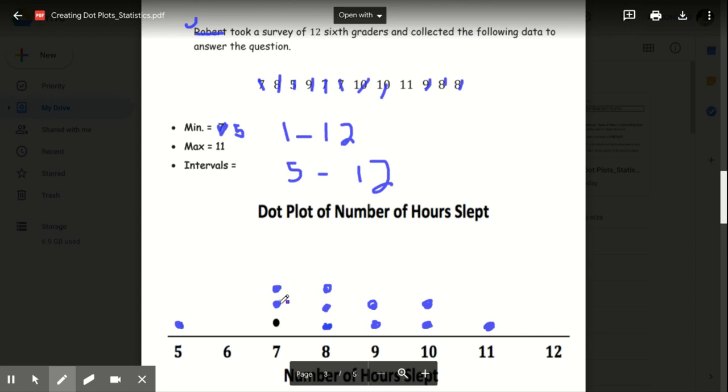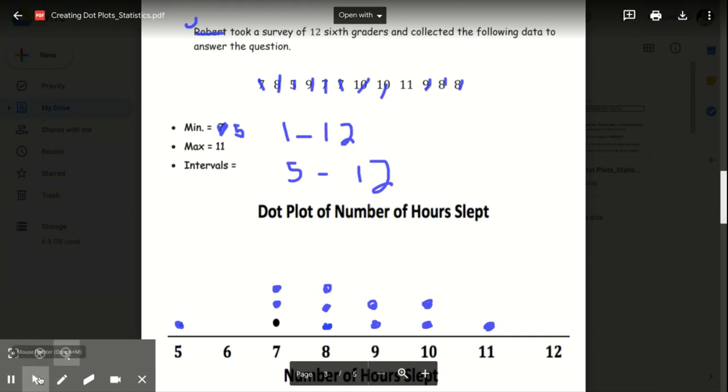1, 2, 3, 4, 5, 6, 7, 8, 9, 10, 11, 12. So I have 12 students, so I should have 12 dots. Okay. So this is good. Now, let's go to the next one.